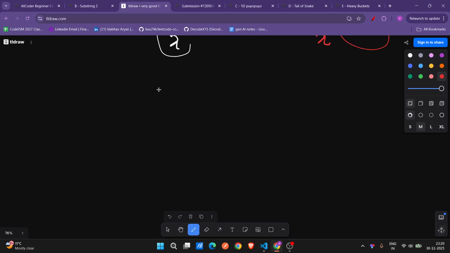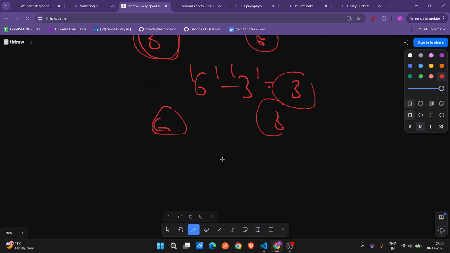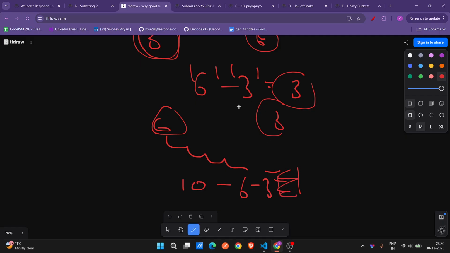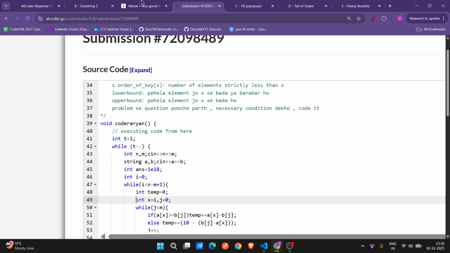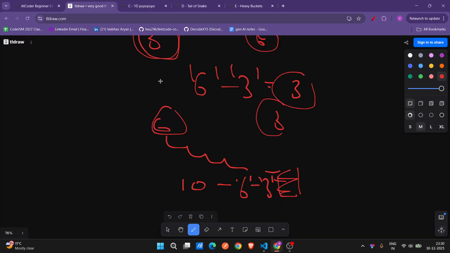One thing: suppose you have 3 and you have to make 6, you can simply see 6 minus 3, and their ASCII values will give you the 3. But when you have 6 and you want to make 3, what will happen? You first make 7, then 8, then 9, and so on. So what you can do instead is 10 minus 6 plus 3, sorry, not only this, plus 1. When you do this in the copy or on paper, you will figure it out. So this is how you will solve this problem. I hope the explanation of this question is clear. So now let's move to the next question.